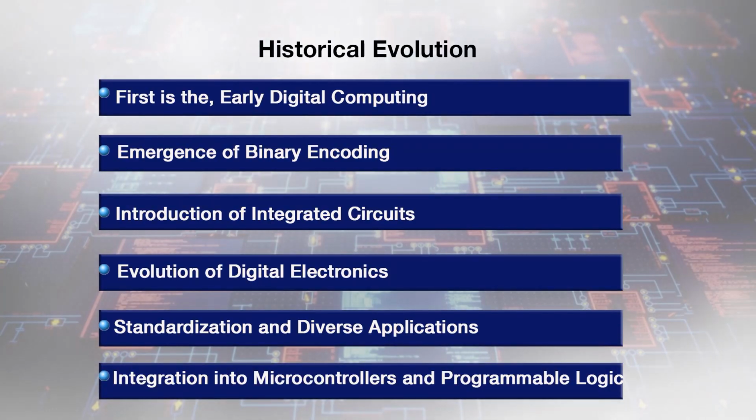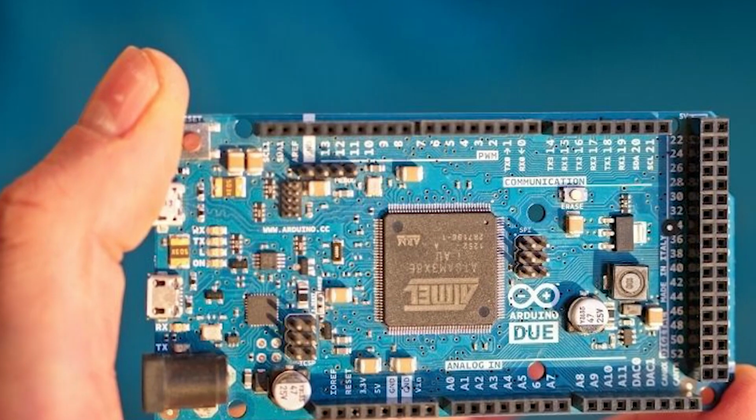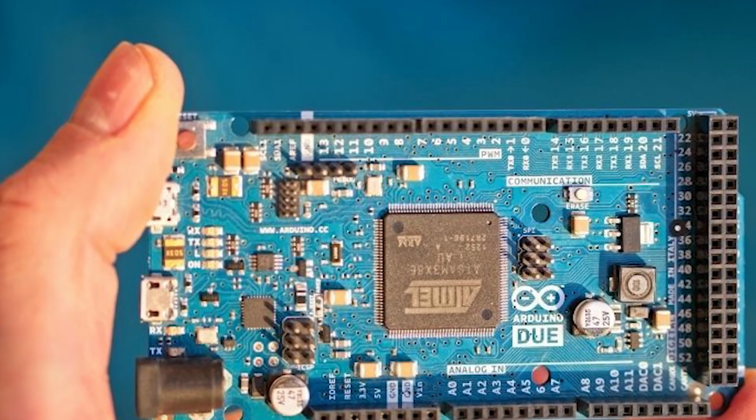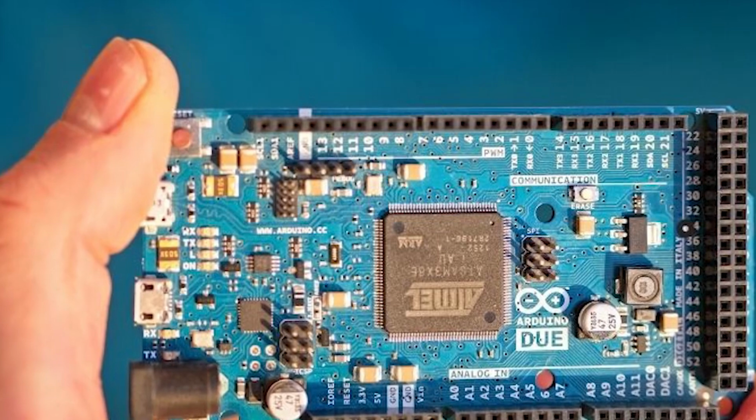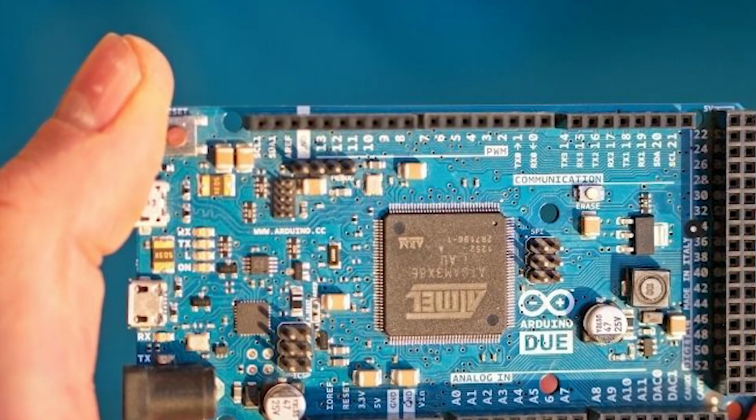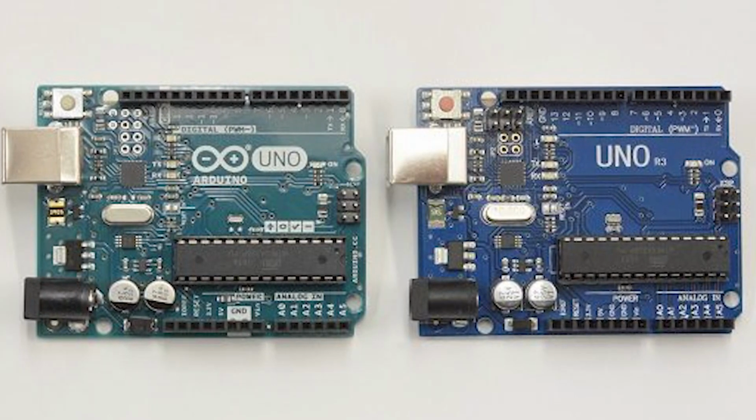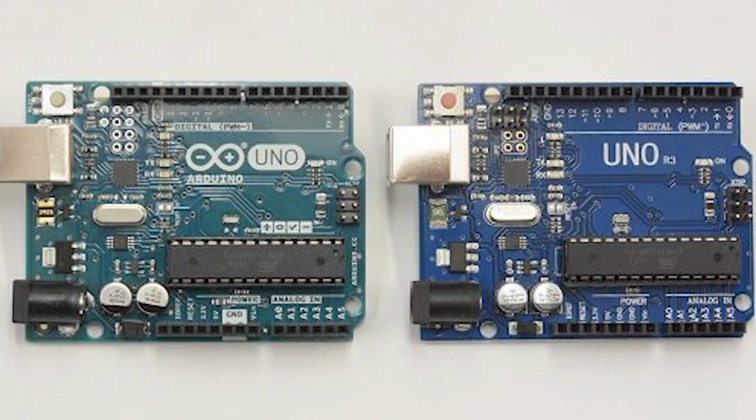The next event is the integration into microcontrollers and programmable logic controllers. It started in around the year 2000 with the production of microcontrollers and programmable logic devices. Encoders and decoders became integral components in these systems. Today, they are found in a wide range of electronic devices, from smartphones and smart appliances to automotive systems and industrial automation.